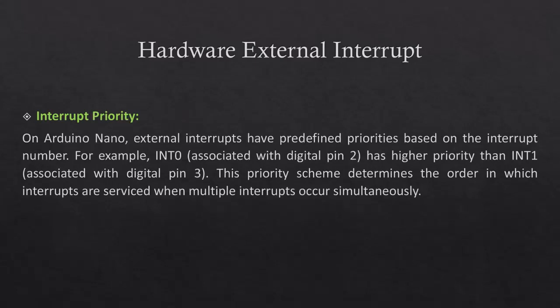Interrupt priority. On Arduino Nano, external interrupts have predefined priorities based on the interrupt number. For example, INT0, associated with digital pin 2, has higher priority than INT1, associated with digital pin 3. This priority scheme determines the order in which interrupts are serviced when multiple interrupts occur simultaneously.